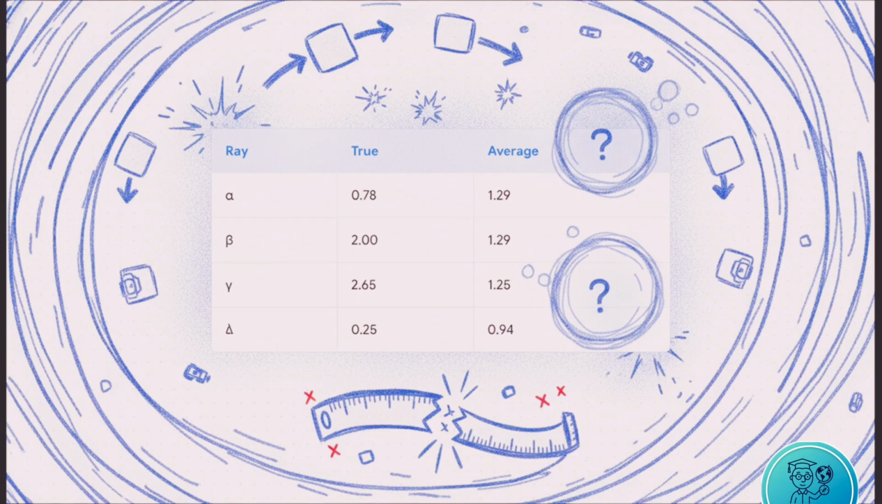Think about how wildly inaccurate that is. I mean, 1.29 is incredibly far off from 2.65 for ray gamma or 0.25 for ray delta. You are fundamentally destroying the science. This completely proves that you just cannot blur chaotic stellar plasma into a flat average without generating catastrophically bad data.